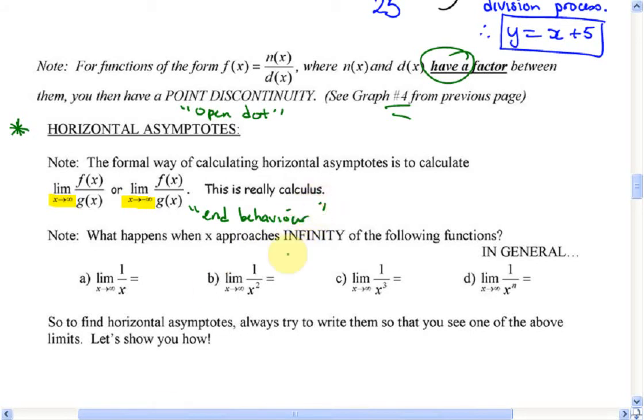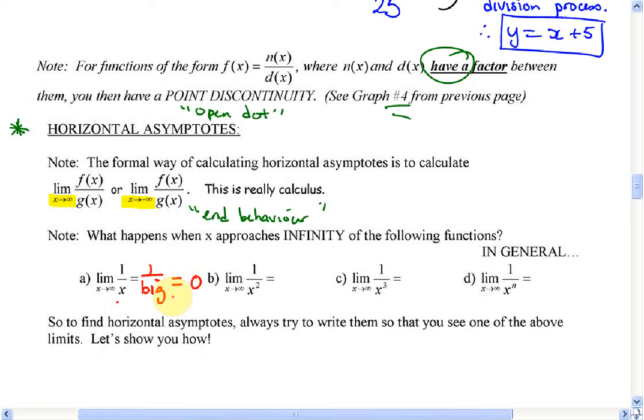Now, here's what I'd like us to do before we actually start working on some of these questions. What happens to these functions here: 1 over x, x squared, x cubed, and in general, for any number n, when x goes to infinity? So help me out. What's 1 divided by infinity? What's 1 divided by a really big number? 1 divided by infinity. 1 over a really big number. 1 over big. That's right. 0. Okay, pretty much close to 0.